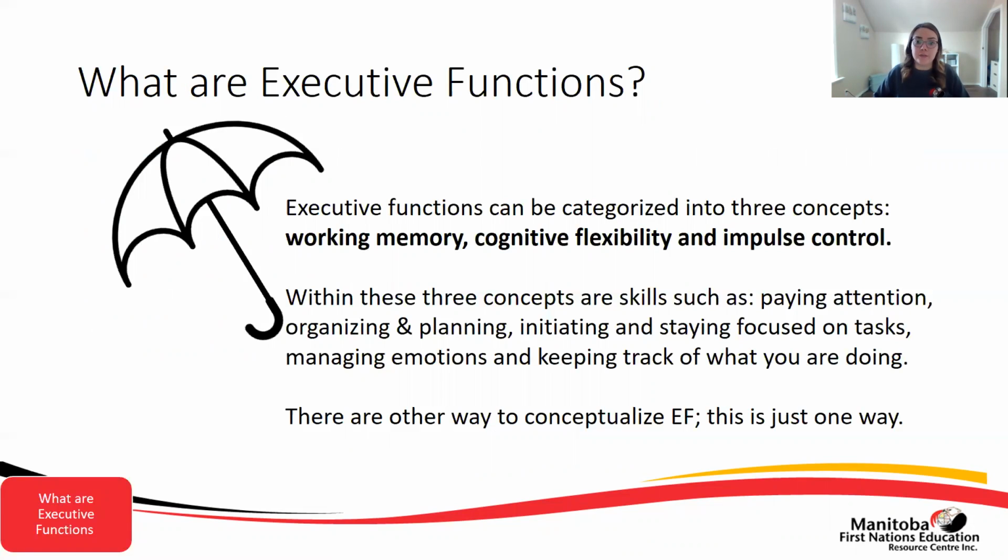Okay, so executive functions can be categorized into three concepts. This is just one way to conceptualize EF, and there are other ways. Within these three concepts are skills such as paying attention, organizing and planning, initiating and staying focused on tasks, managing emotions, and keeping track of what you're doing. But today we're going to focus on working memory, cognitive flexibility, and then impulse control.